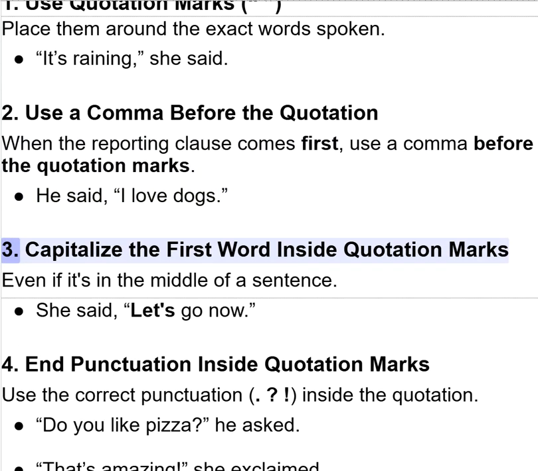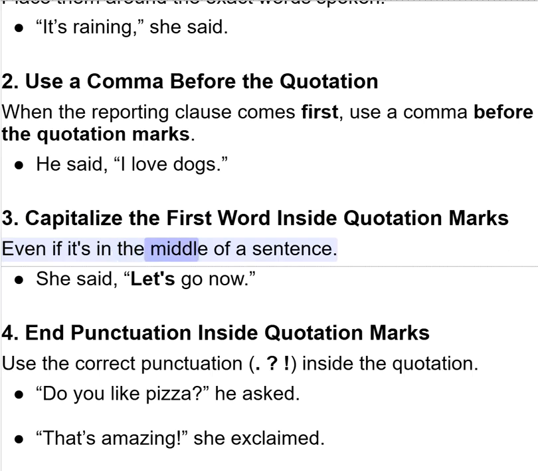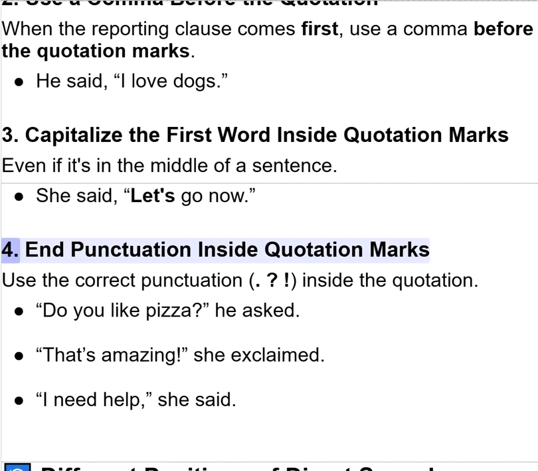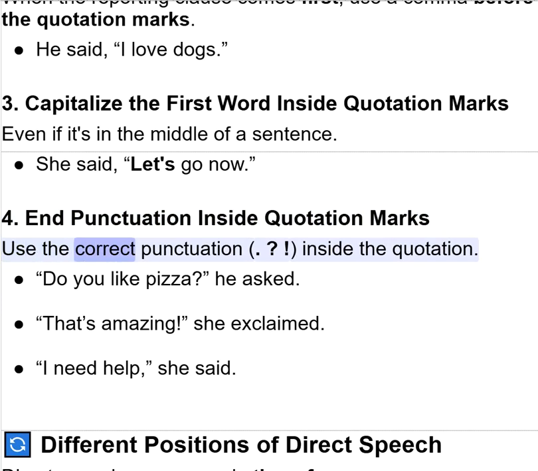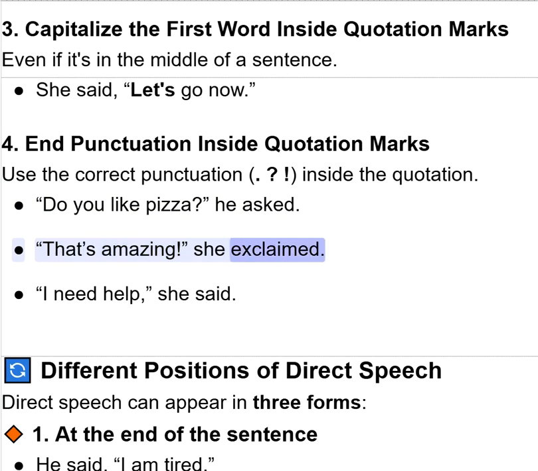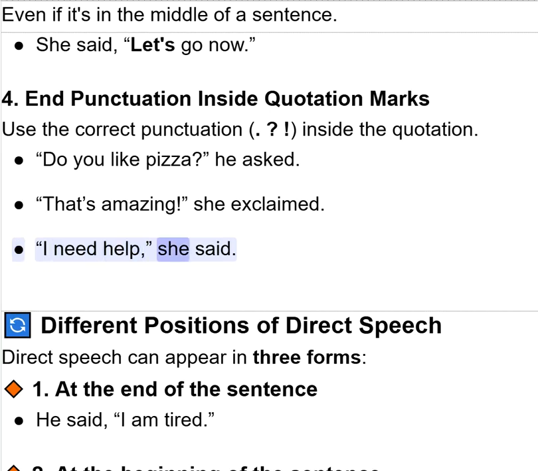3. Capitalize the first word inside quotation marks, even if it's in the middle of a sentence. TC said, "Let's go now." 4. End punctuation inside quotation marks. Use the correct punctuation inside the quotation. "Do you like pizza?" he asked. "That's amazing," she exclaimed. "I need help," she said.